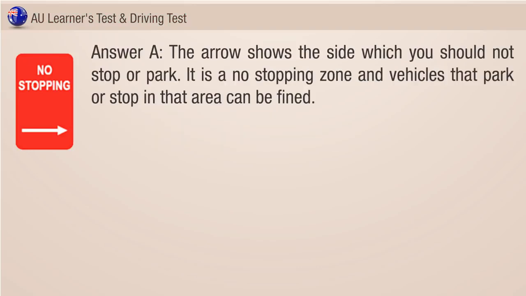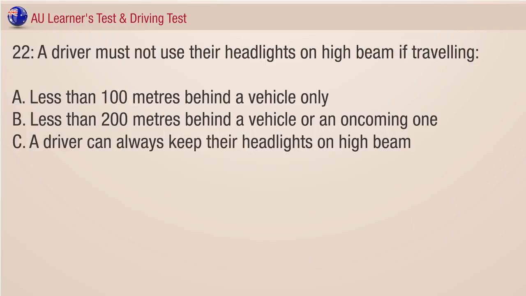Answer A. The arrow shows the side which you should not stop or park. It is a no-stopping zone and vehicles that park or stop in that area can be fined. Question 22. A driver must not use their headlights on high beam if traveling. A. Less than 100 meters behind the vehicle only. B. Less than 200 meters behind the vehicle or an oncoming one. C. A driver can always keep their headlights on high beam.